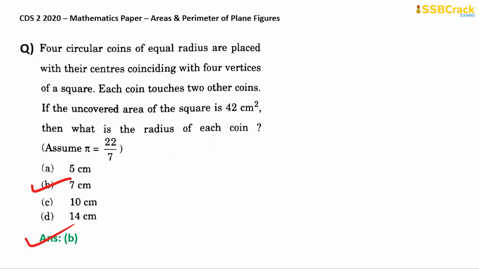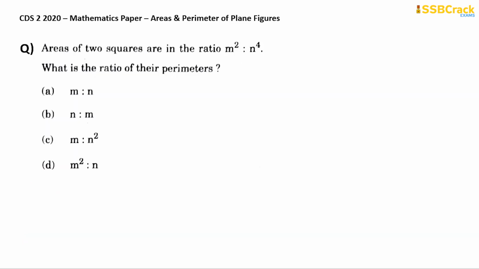Alright, coming to the next question on this particular topic. Areas of two squares are in the ratio m square is to n to the power 4. Areas of two squares, square number 1 and square number 2, their areas are in the ratio.